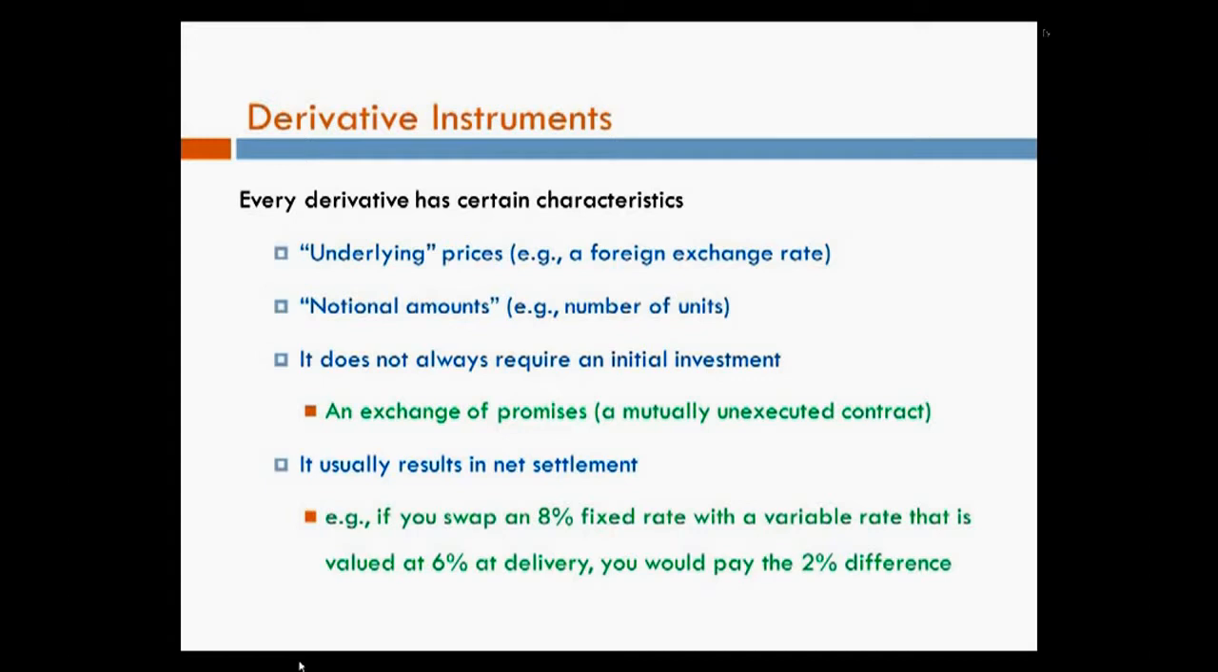And at the end, payment is a net settlement. Net settlement, meaning you just pay the difference. So if you had an 8% interest rate that was fixed, and there's a variable rate of 6% at the point of delivery, you would pay that 2% difference. So you pay the net amount.